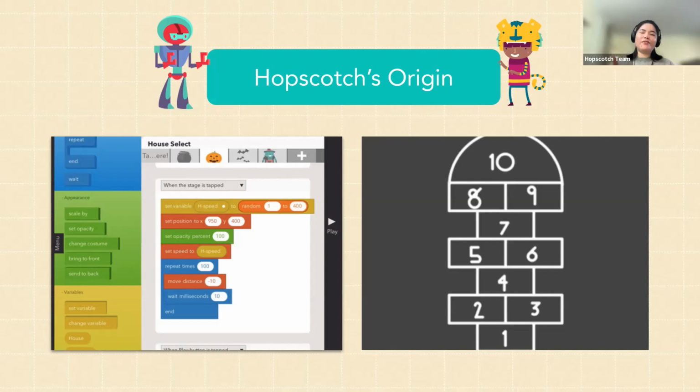Yeah, and I like the analogy too, because in the game you usually number the squares for where you will go next. And in Hopscotch, when you add the blocks, it starts from the top and executes the code one after another. So both are run similarly too.